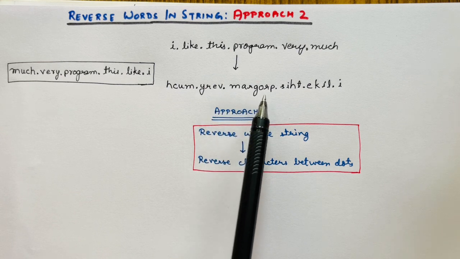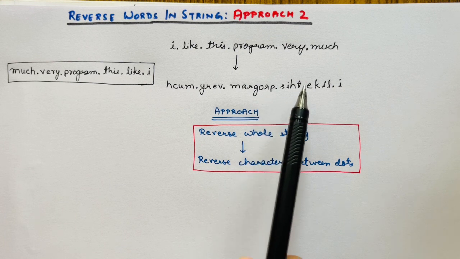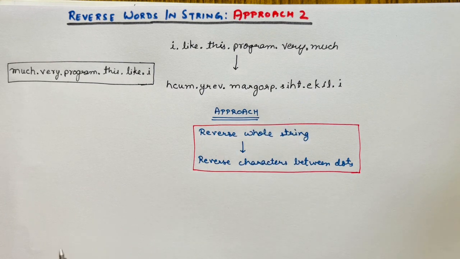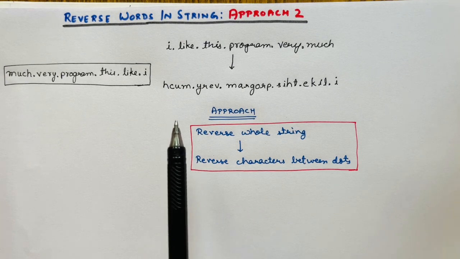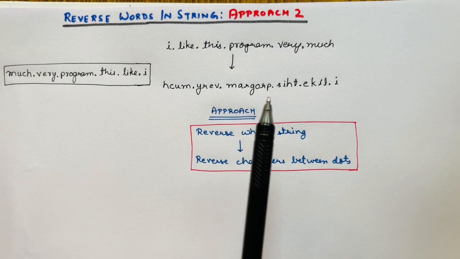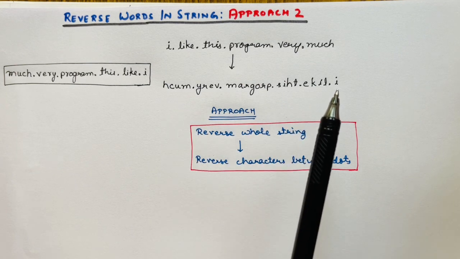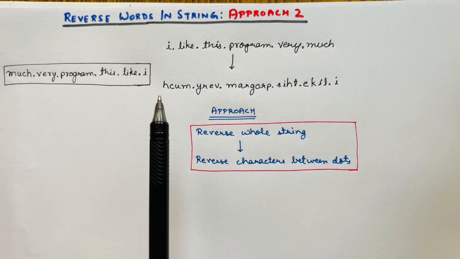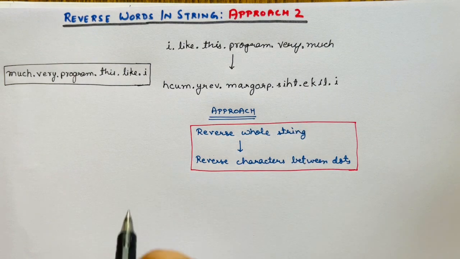Similarly, we go on marking starting and end dots and we go on reversing the characters and so on. But here is the thing. We can select the starting dot and end dot for all these middle words. But for the first word and for the last word, there is a starting dot and end dot missing. So how do we solve this problem?